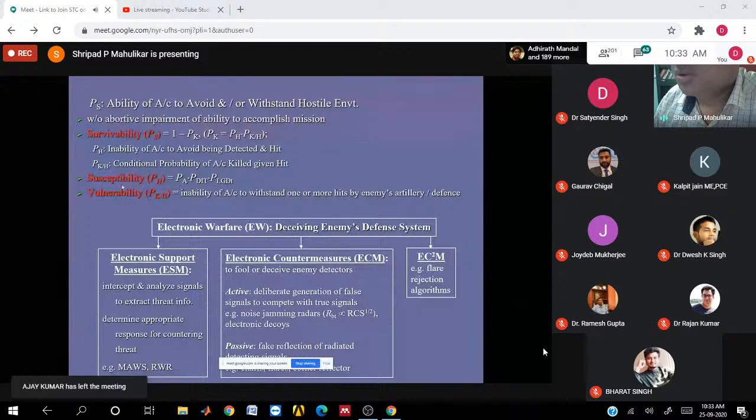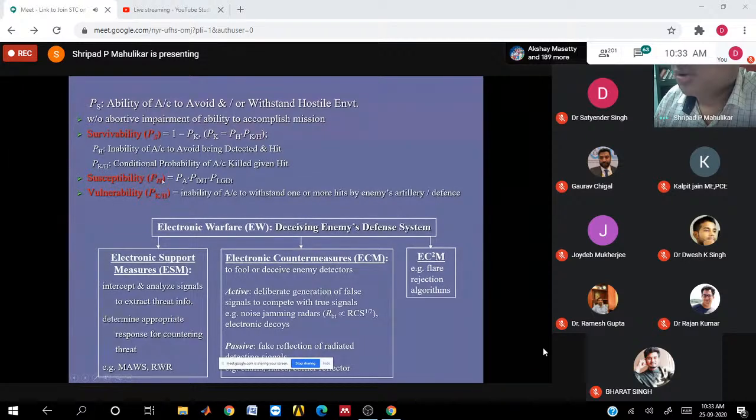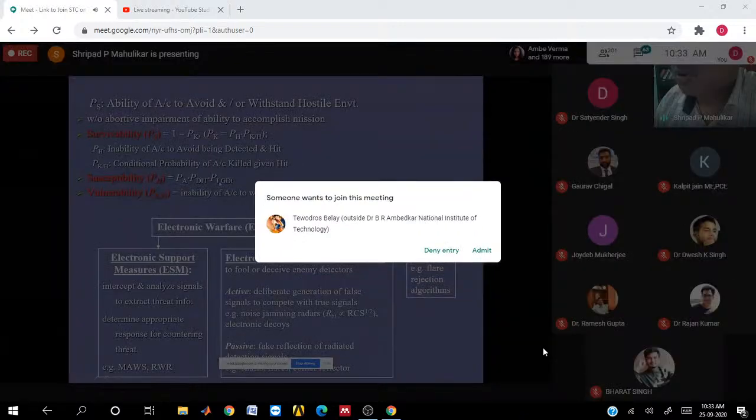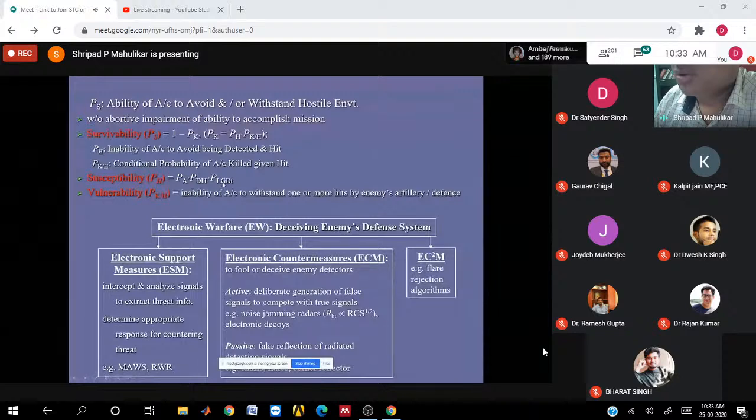So that is to clarify regarding susceptibility, and the aim of stealth is to reduce susceptibility, which is achieved by reducing the probability of detection, probability of identification, probability of tracking, probability of launch, and probability of guidance. So these are the probabilities which will be minimized by incorporating susceptibility-reducing stealth features.